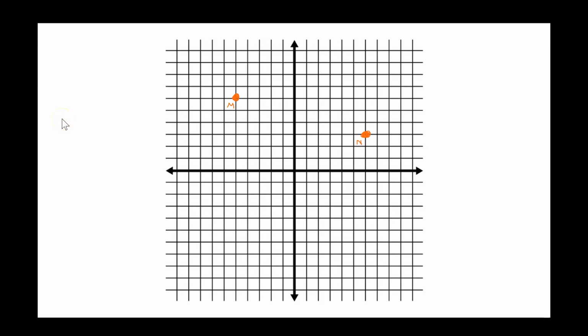These are points M and N on an unnumbered Cartesian grid. We don't really need to worry about the numbers today because we don't really care exactly where M and N are located, just that they exist. M and N are called points in mathematical jargon.